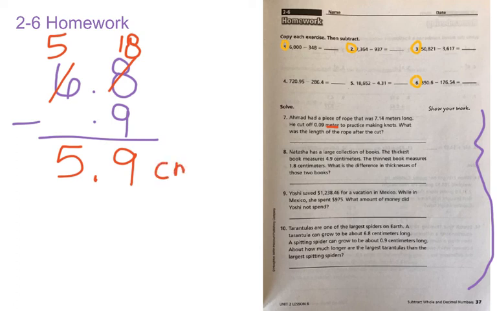And you can write cm, okay? Or you can actually write out the word centimeters if you choose to. So tarantulas are about 5.9 centimeters longer than spitting spiders. That problem to me could give me nightmares.